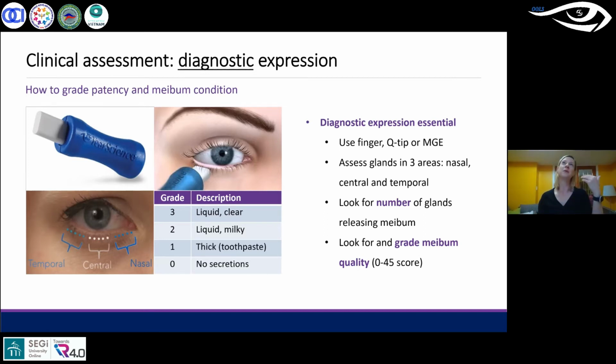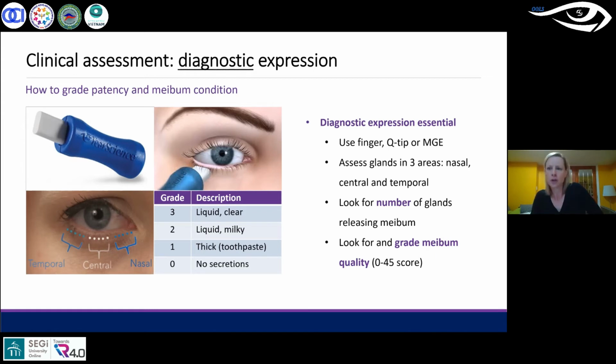So if you press on the glands and everything comes out clear and oily, and there are no issues with any blocked glands that you can see, you're grading each individual gland at a 3. And you do that in 3 places across 5 glands, so you get a maximum score of 45. When you see nothing coming out and the gland seems to be blocked with that pressure and nothing is released, you grade it at a 0. So it's a backwards grading system, but it's very quick to do.